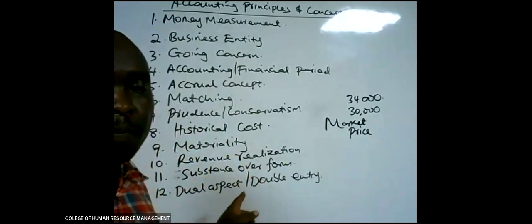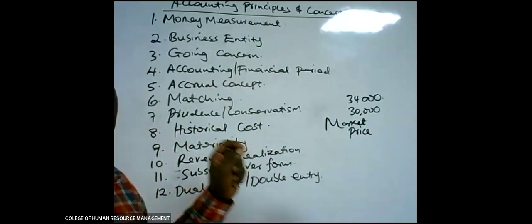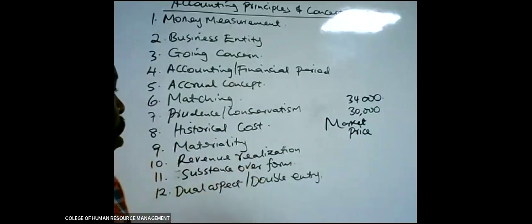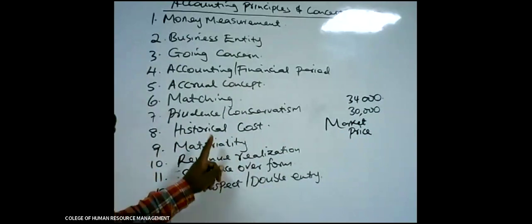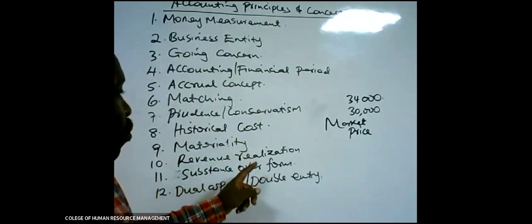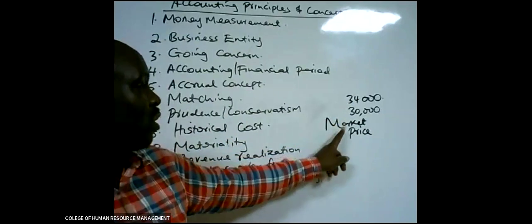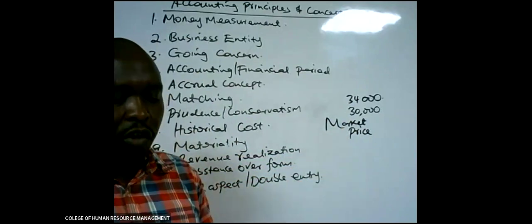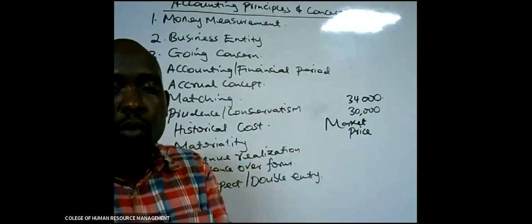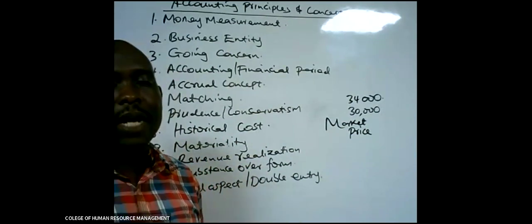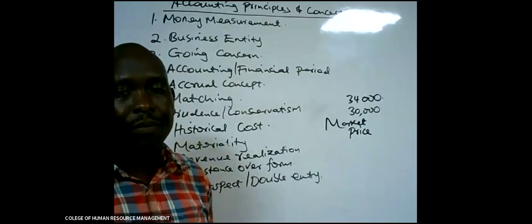This principle guides the accountant at any given point when we are recording the value of fixed assets. We should use the historical cost, which is the buying price, and not the market price. The historical cost is simply the cost at which you bought that asset, not the prevailing market price, which might be higher.